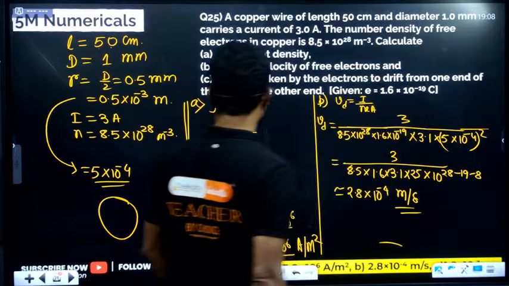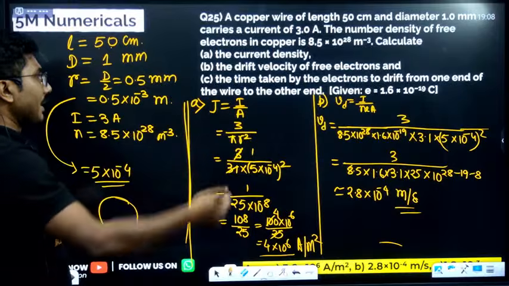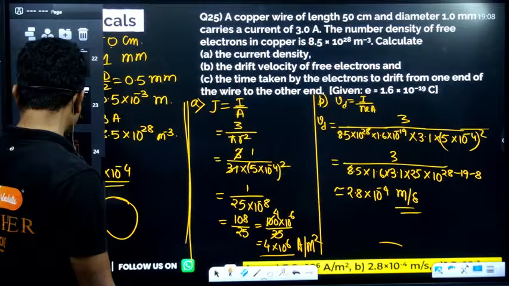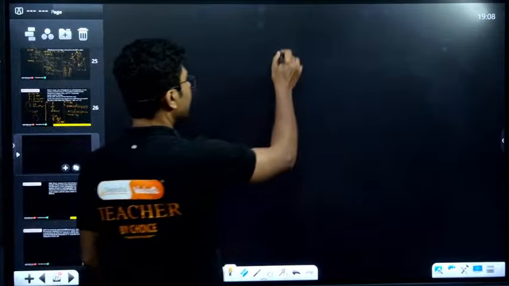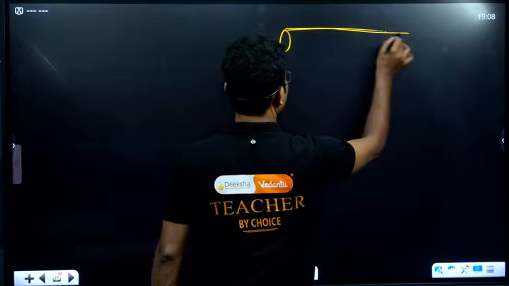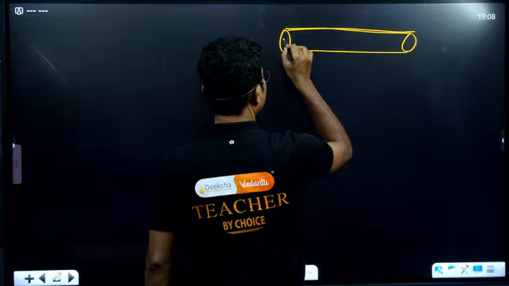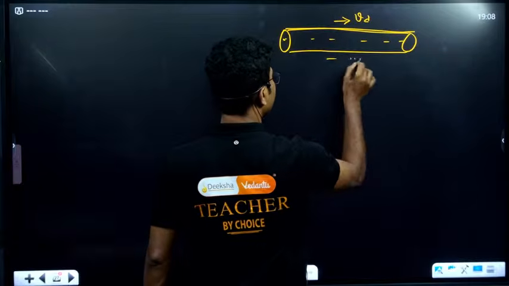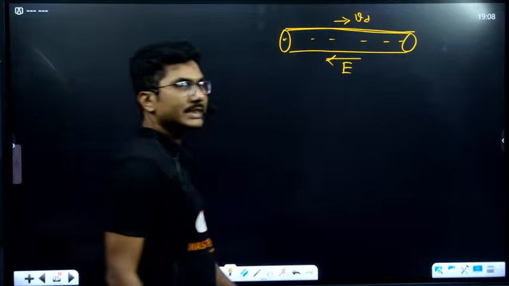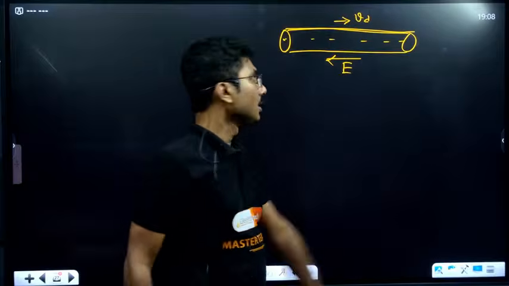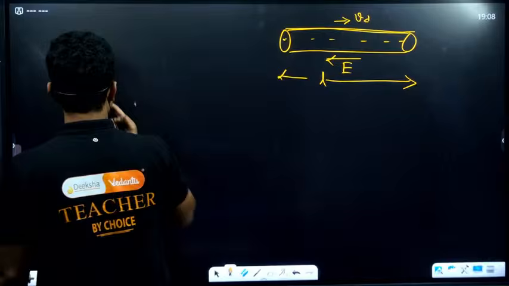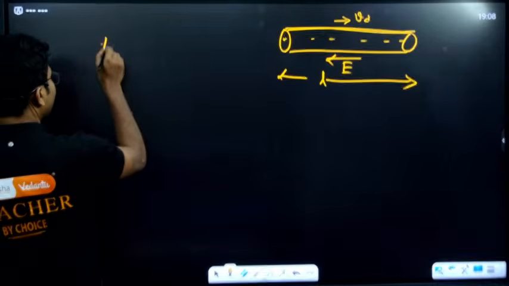Okay, next part, the last part: how much time is taken by the electrons to drift from one end to the other end. How to calculate the time taken by the electron is very interesting. Electrons are moving throughout the conductor from one end to the other end, drifting with the drift velocity vd. Suppose this is the direction of the electric field. How much time will it take to reach from this side to that side? Obviously, this is like a velocity time question. Length is given, Vd is given, so time taken will be length divided by Vd.